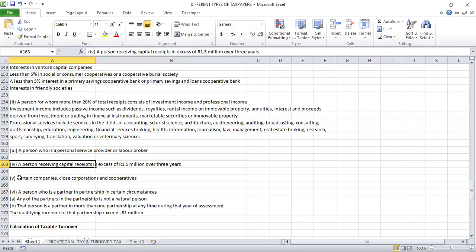Right. Certain companies which are specified in the Act, we don't normally go deeper into that. A partner in a partnership where any of the partners in the partnership is not a natural person. So even if you're a natural person, but one of the partners in your partnership is not a natural person, then you will not qualify.